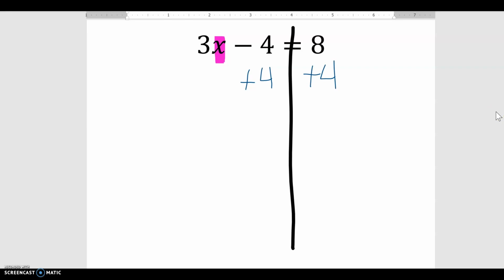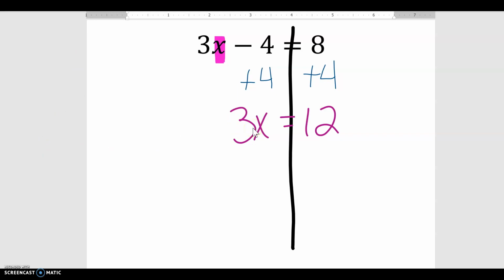Now that's going to give me just 3x on the left, because we got rid of the 4, which is what we were trying to do. And then on the right, I have 8 plus 4, which is 12. So now I know that 3x is equal to 12. Now, many of you may be able to look at this and know exactly what x is, because we're doing 3 times what is equal to 12. But we're going to go ahead and keep using our inverse operations so we can see the algebraic way of doing this. So our next step is going to be to get rid of this 3 right here.